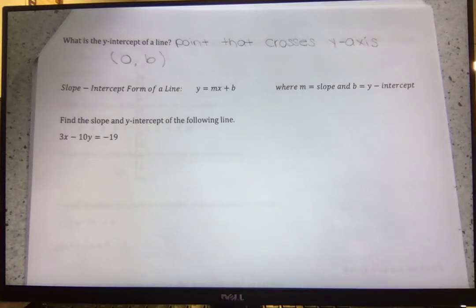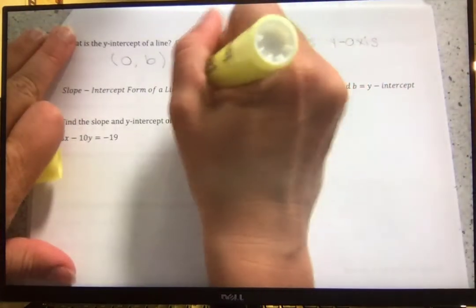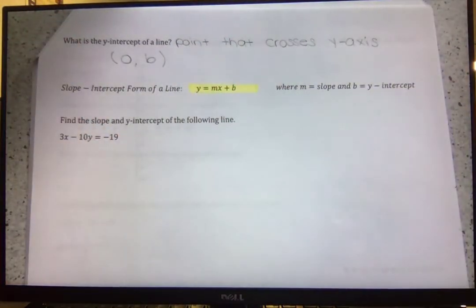So putting the slope and the y-intercept together, we have what's called the slope-intercept form, which is y equals mx plus b, another formula you will need to know for the test, where m is the slope and b is the y-intercept.